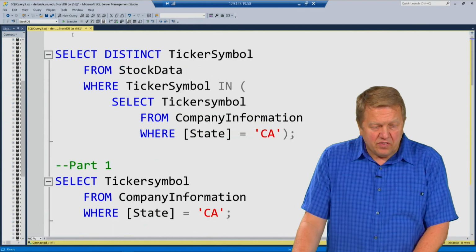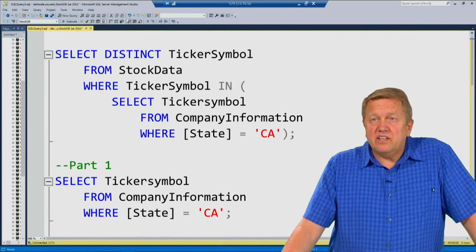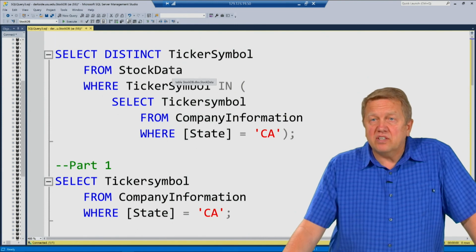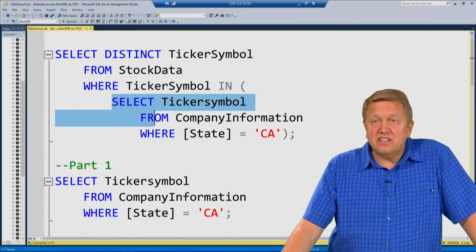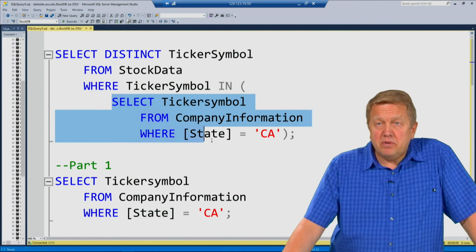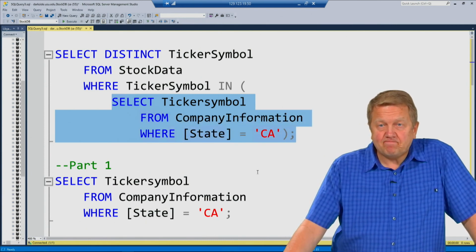And here's the full query here at the top. And it's select distinct ticker symbol from stock data where ticker symbol in, and the inner query, which is why it's called a subquery, we say select ticker symbol from the company information table where the state's California. So that's this part of the subquery.